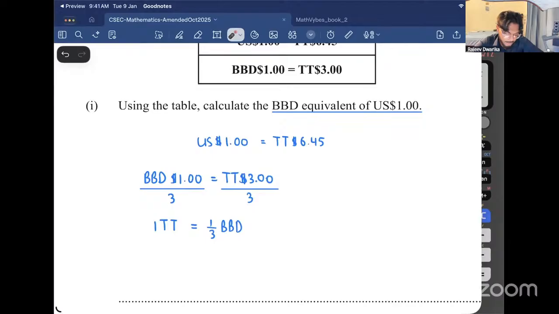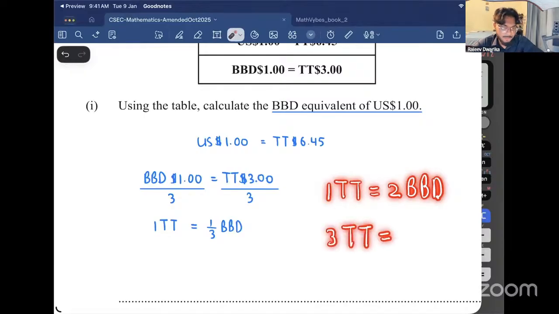Now, let me give you a simpler example. If I told you that 1 TT dollar is equal to 2 Barbados dollars or something, yeah? If I tell you that, and I wanted you to tell me how much 3 TT dollars would be, what would you do on both sides? Divide. Now, I wouldn't divide. Okay, back to the example with the doubles, right? If I told you 1 doubles was $6, and I wanted to figure out how much 5 doubles would be, what would I do? Multiply. I would multiply 6 by what?